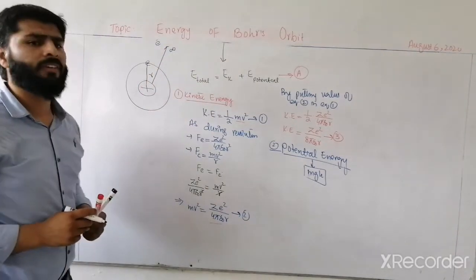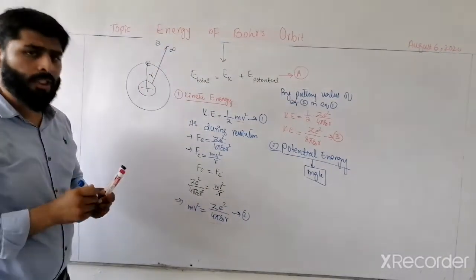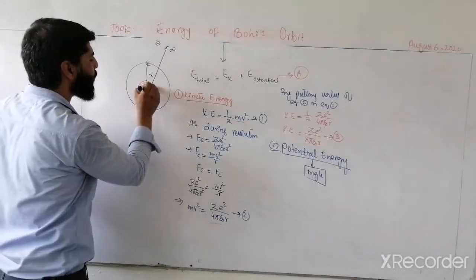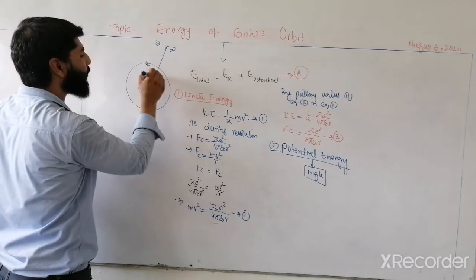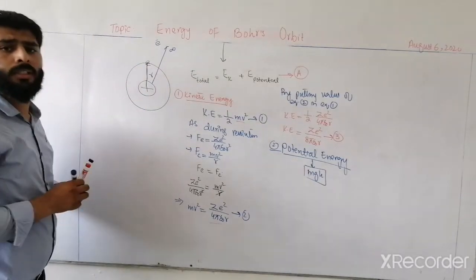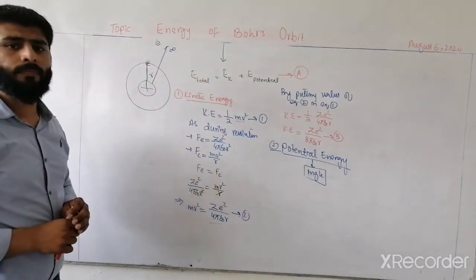From an infinite distance from the nucleus to the focus of the nucleus at a distance r, which is the radius of this orbit.